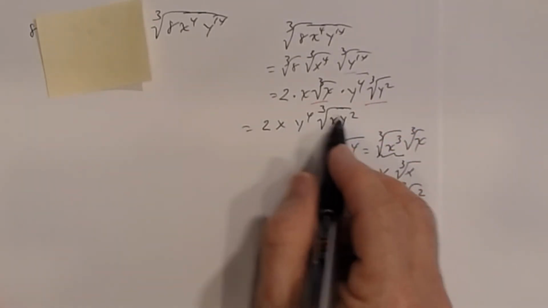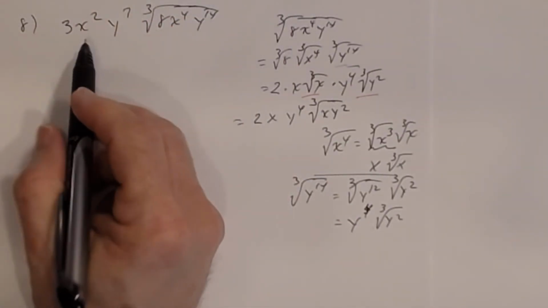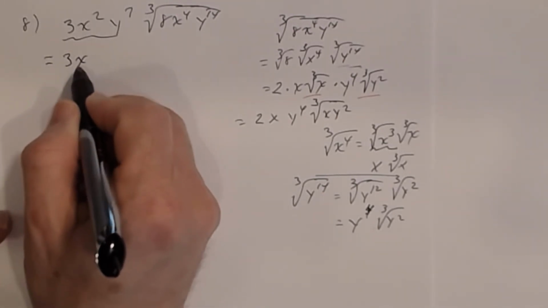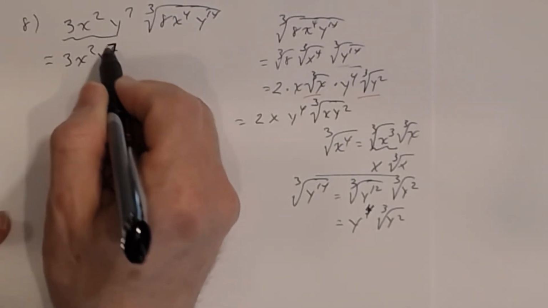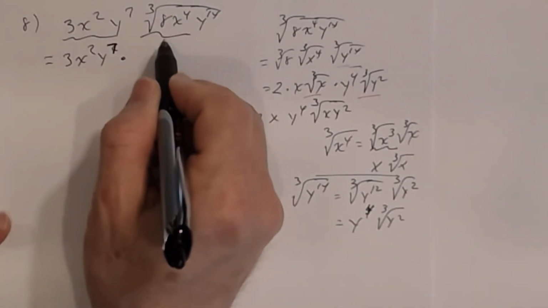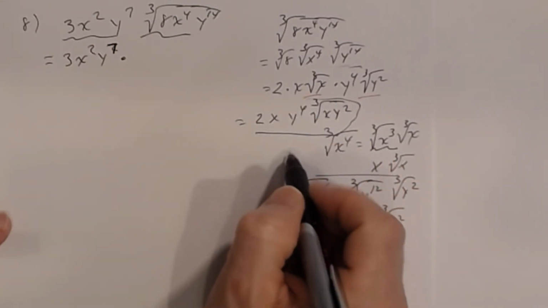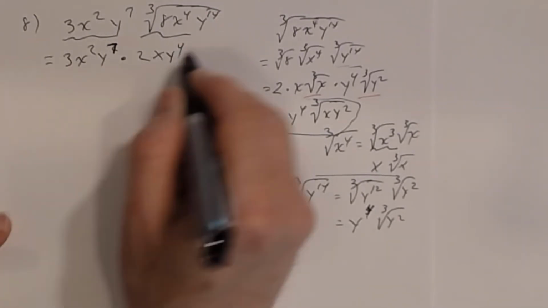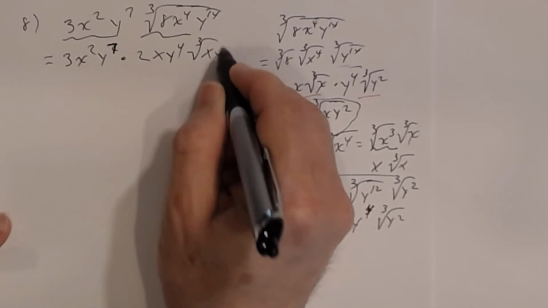Now that goes here. Okay, so I'm going to uncover this. So now I'm going to rewrite this little part over. 3x squared y to the 7th, that's a 7, times, all right, we just found what this is. This is this right here. So 2x y to the 4th cube root of xy squared.